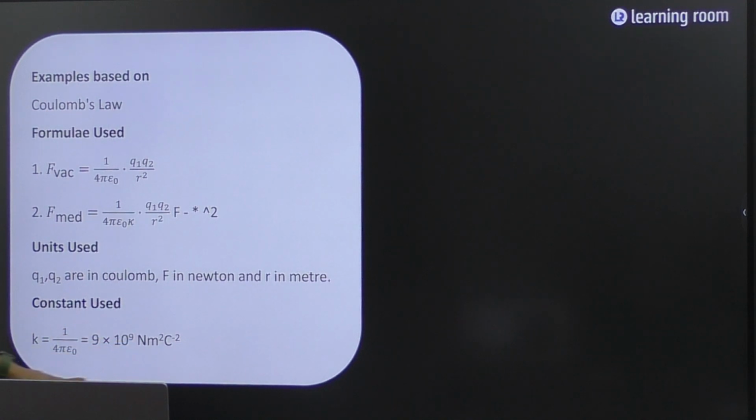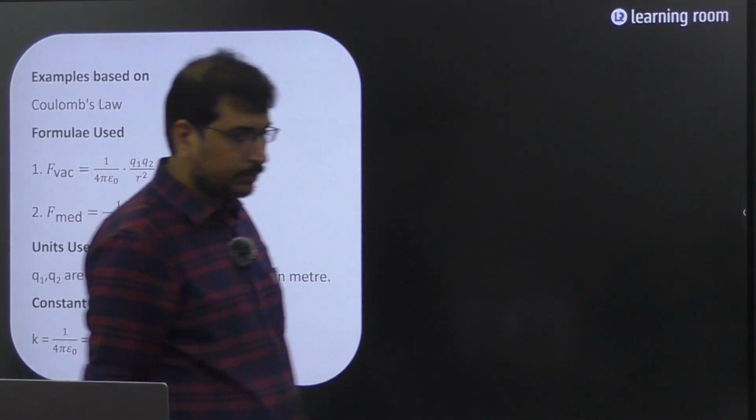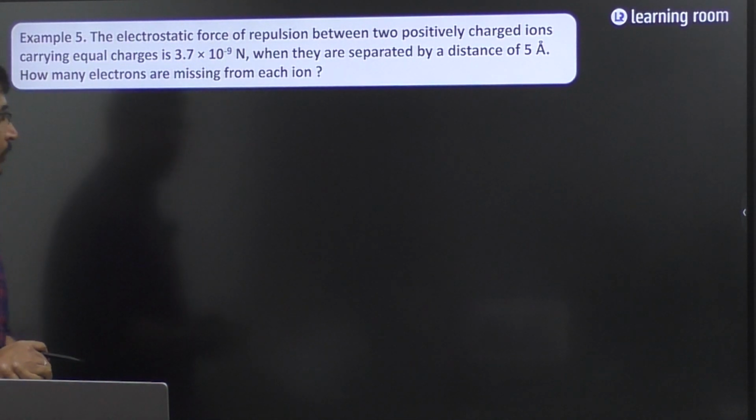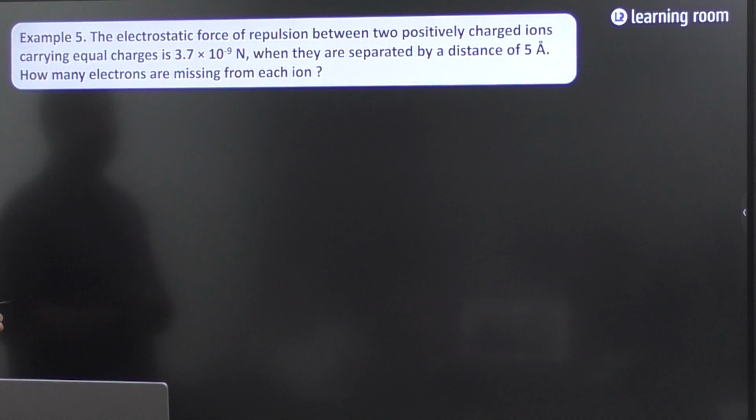And we know the value of 1 by 4 pi epsilon naught, which is 9 into 10 power 9 Newton meter square per coulomb. I hope this is clear. So having this in mind, let's solve the first problem that is based on Coulomb's law. So what is the question stated?